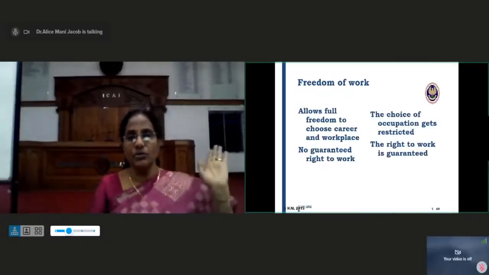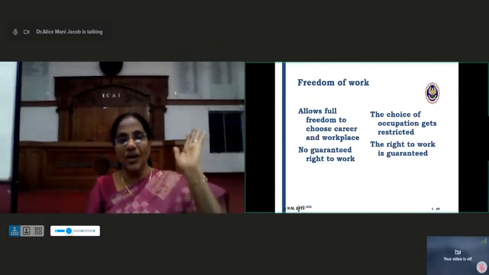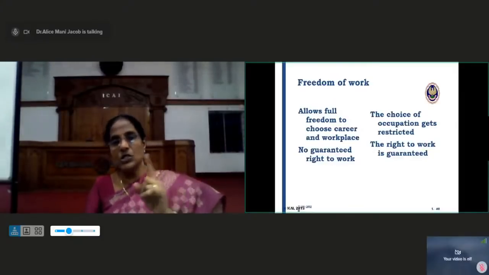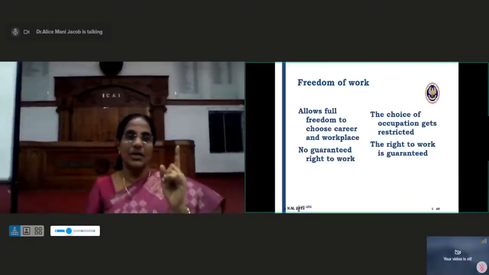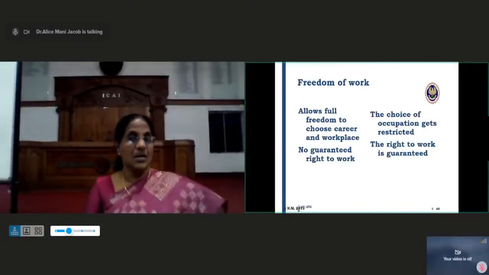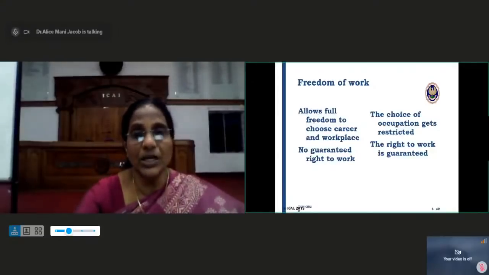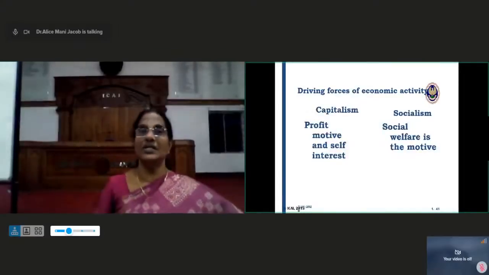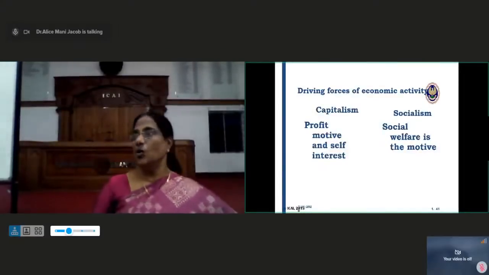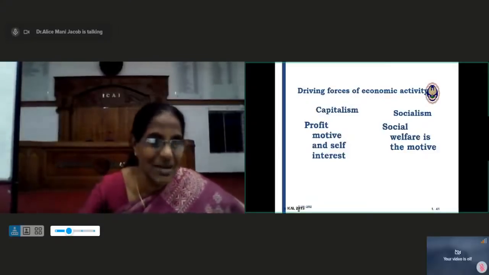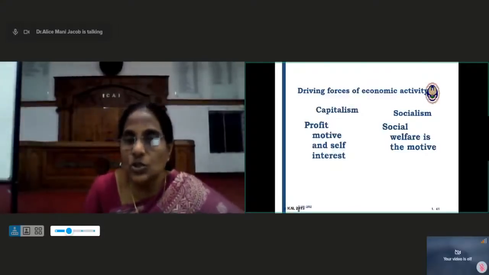Now, full freedom to choose career, workplace, movement, everything is free for you under capitalism. But there is no guaranteed right to work. Government does not guarantee any right to work. You have to find your work in a private enterprise. But under socialism, right to work is guaranteed, but you cannot say, I will do only such and such work. The government will decide so many chartered accountants are required, so all these students will go for chartered accountancy. This is an extreme form I am saying, but you don't have any right to choose your occupation.